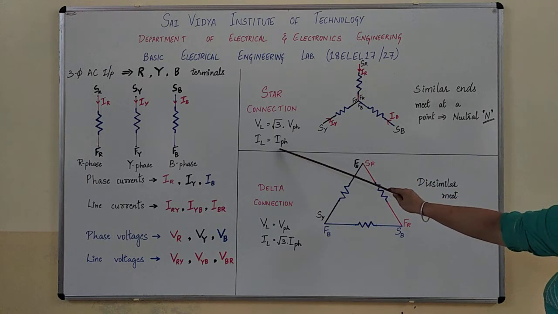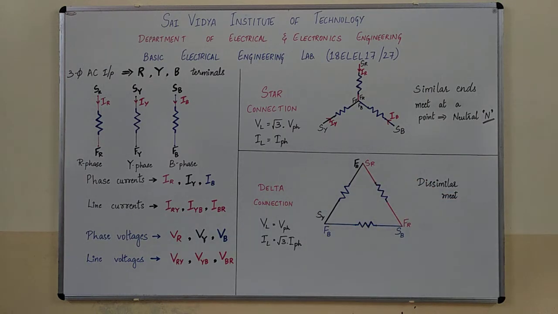equal to IPH. Next comes the delta connection, in which we see that the start of R phase, finish of R phase, this is one phase. The finish of R phase is connected to the start of B. Then the finish of B is connected to the start of Y.